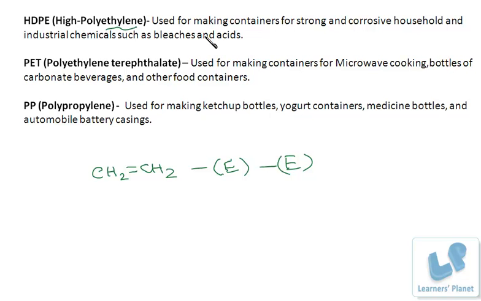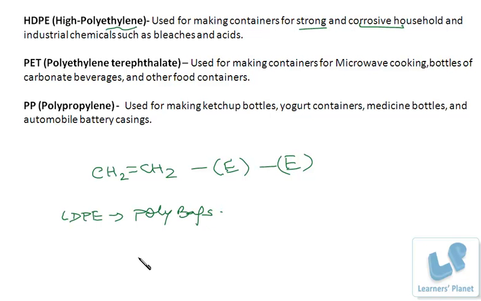It is also a thermosetting plastic. That is, when it is heated, it melts, and on cooling it sets. And it can be reheated, remolded like that. So high density polyethylene is used for making containers for strong and corrosive household materials, like say Harpic, the bottle of Harpic. Harpic contains acid in it. So strong and corrosive household products are kept in high density polyethylene containers, and the industrial chemicals such as bleaches and acids. Do remember, the low density polyethylene LDPE is used for making polybags.